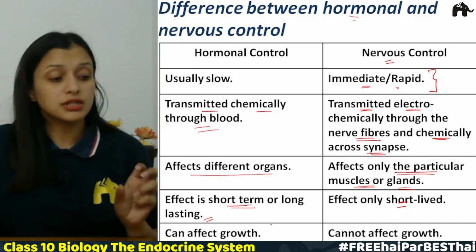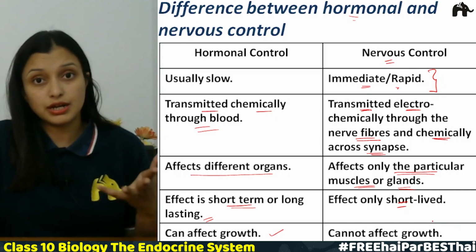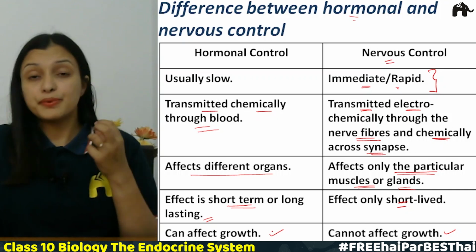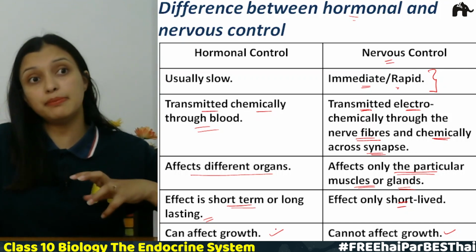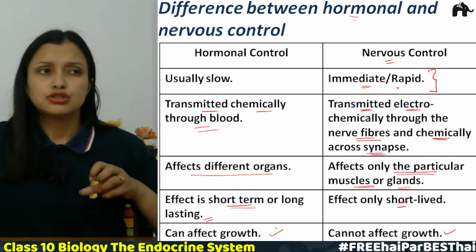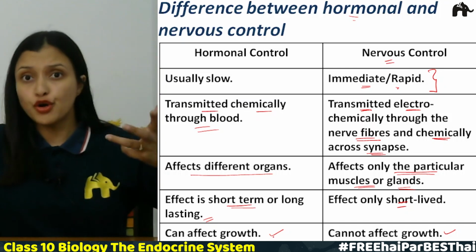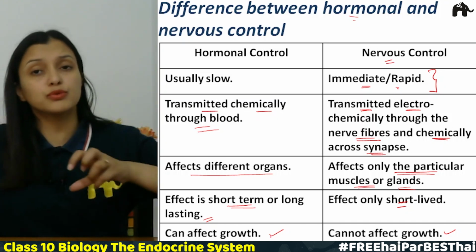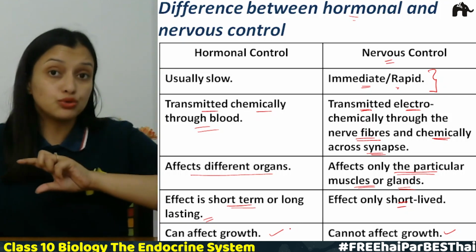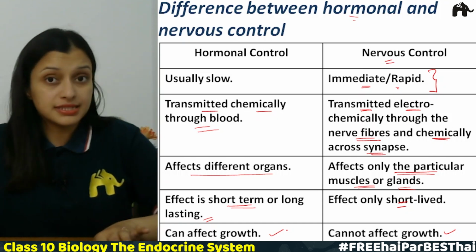Talking about hormonal control, it can affect growth, whereas neural control does not affect growth. There are certain hormones present inside our body which help our body to grow, so they are directly involved in growth. Talking about physical growth, like growing in height, or sexual maturity, there are hormones which control all these things. But nervous control cannot affect our growth. Okay, so I hope this is clear.